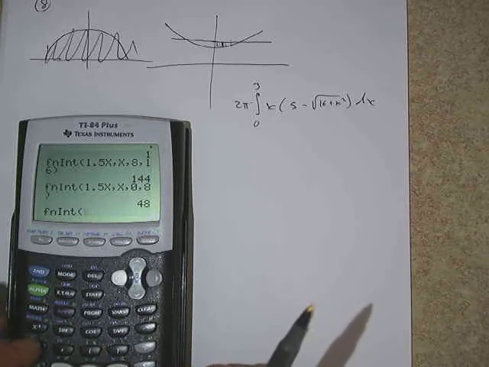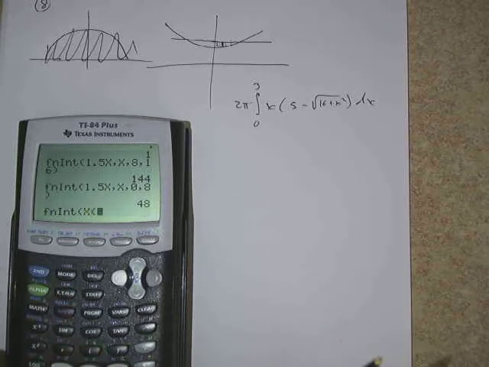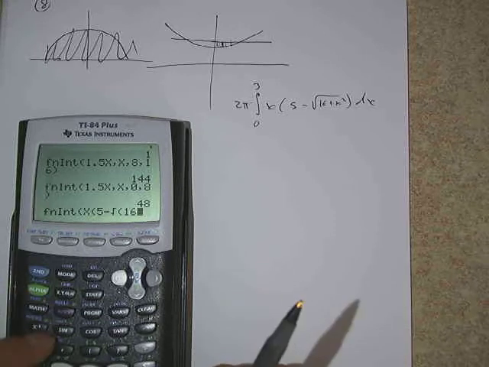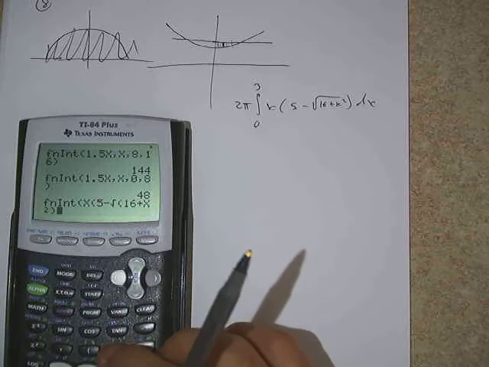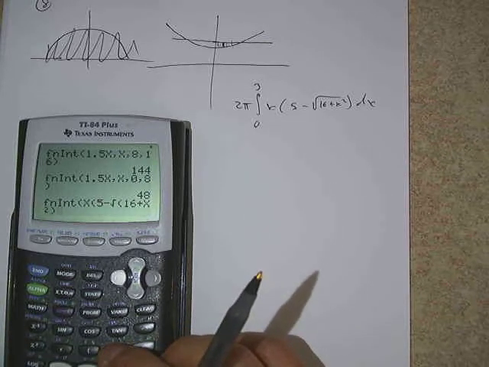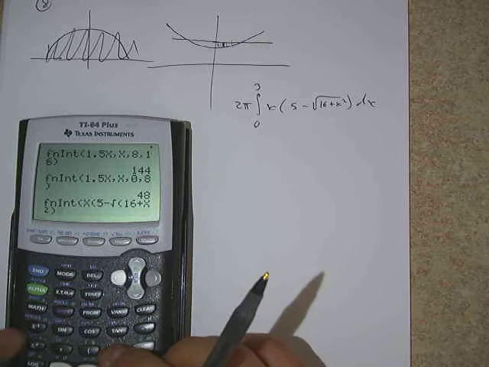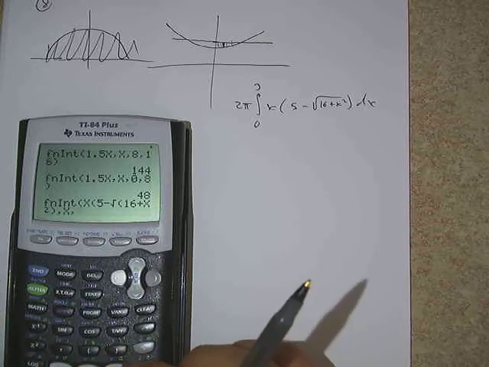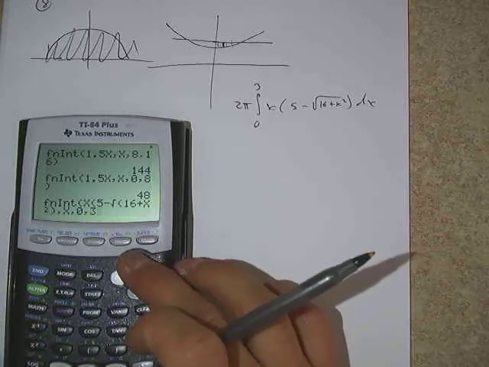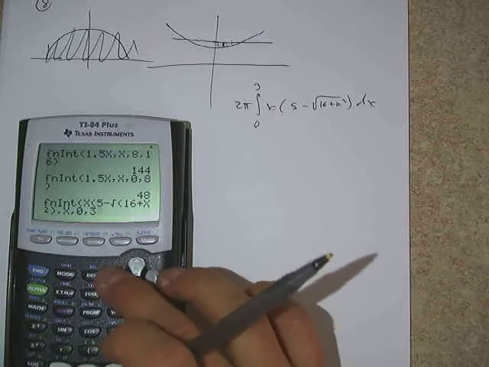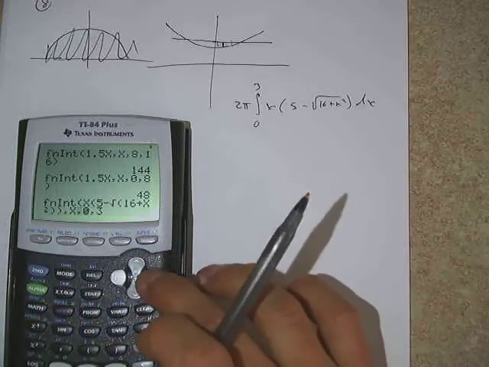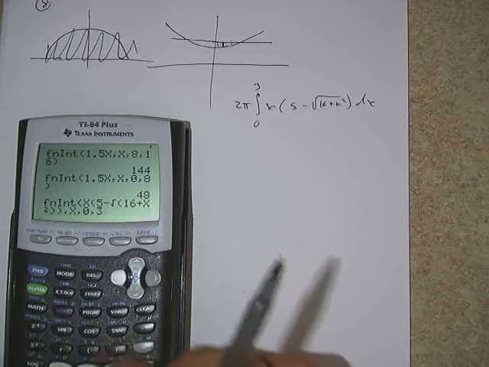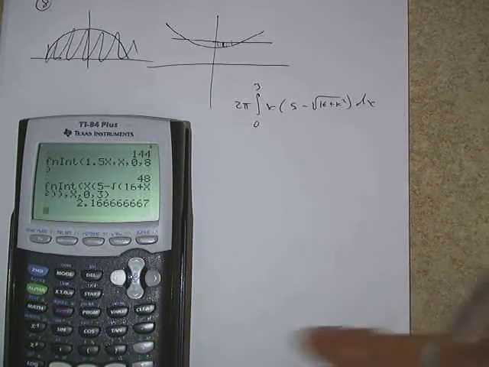We need the intersection point between those two. So if we drew the y equals 5 on there, and we did our intersection command, we get 3. Which shouldn't be terribly surprising, because if we put a 3 in here, we'd get 9. 9 plus 16 would be 25, and the square root of 25 would give us 5. So we just go from 0 to 3, and use that as our integrand, and should be good to go.